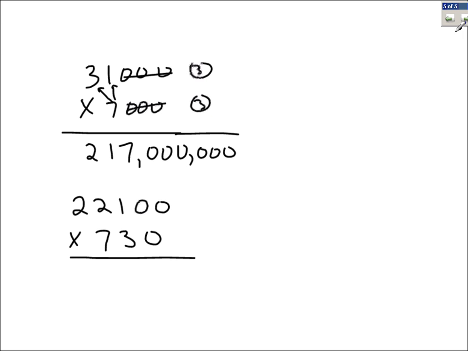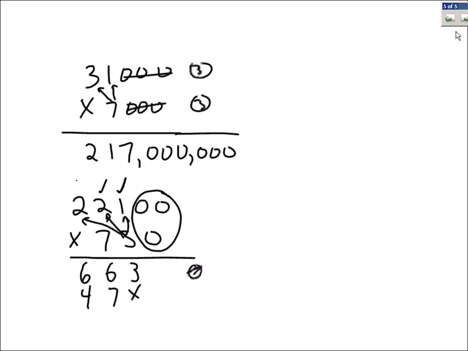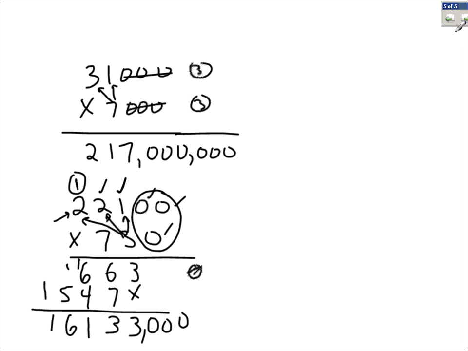You have to do 221 times 7,000. I would ignore the zeros at the end. There are three of them. 3 times 1 is 3, 3 times 2 is 6, 3 times 2 is still 6. Then I multiply the 7 by the 1, I get 7. The 7 by the 2 is 14, so carry 1. The 7 by the 2 is 14, plus the 1 is 15, and I get 1, 5, 4, 7, with 3 zeros at the end: 1, 2, 3. Ignore the zeros.